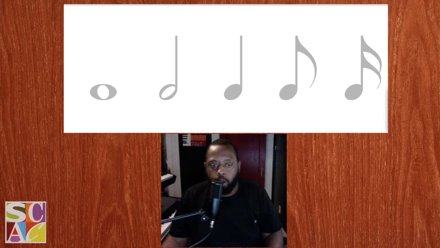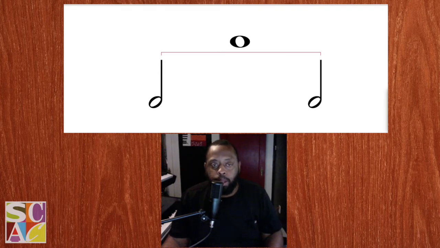Now let's talk about note values. Each note that you see here has a value. Let's start with a whole note. The whole note has the longest note duration in modern music. Next to it is the half note. The half note receives 1/2 of the value.